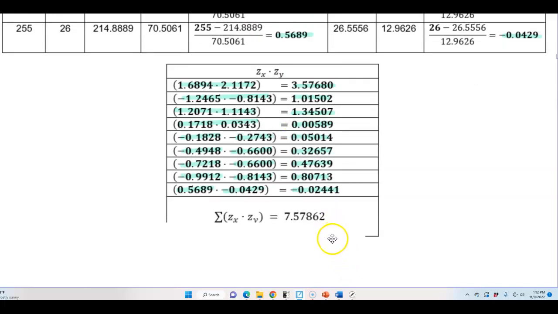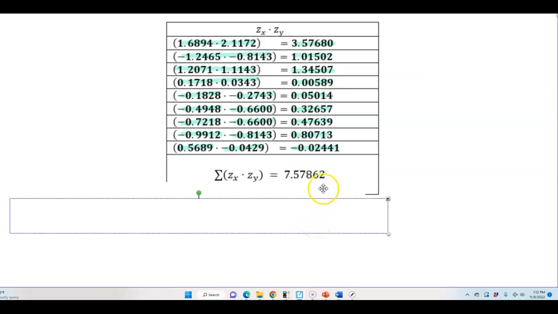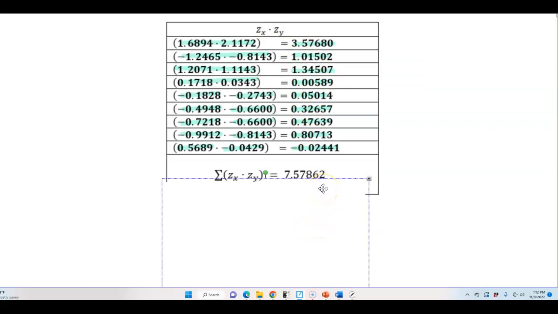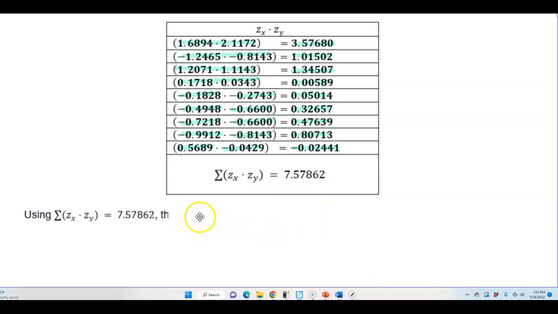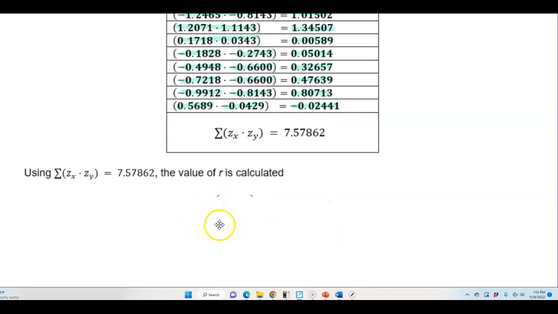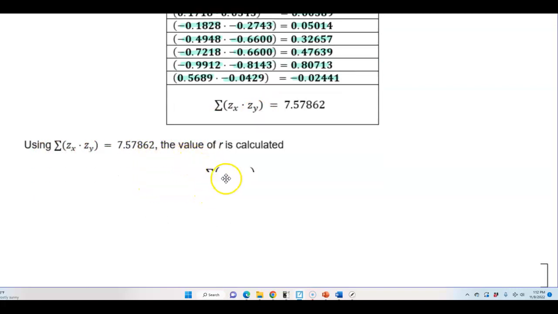Now we want to add up everything in this entire column. So that is the sum. So when we add up this entire column, we get 7.57862. So now what we want to do is we're going to use the sum that we found here in this column of 7.57862, and then the value of r is then calculated.